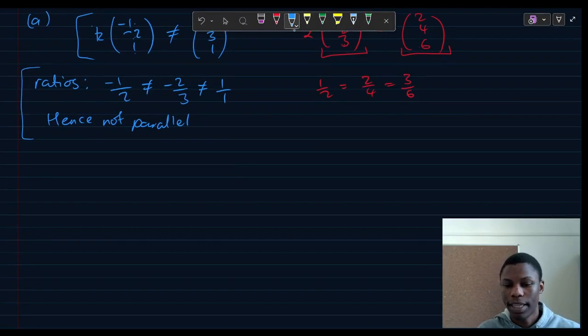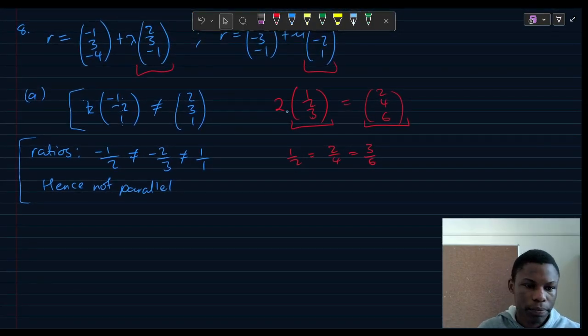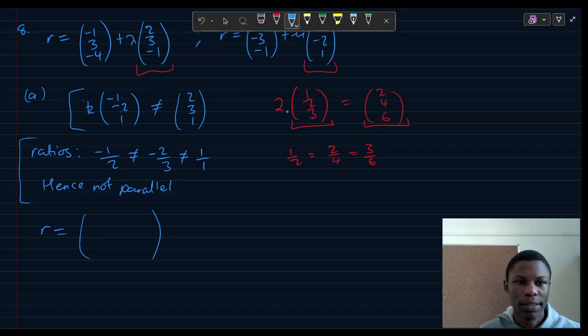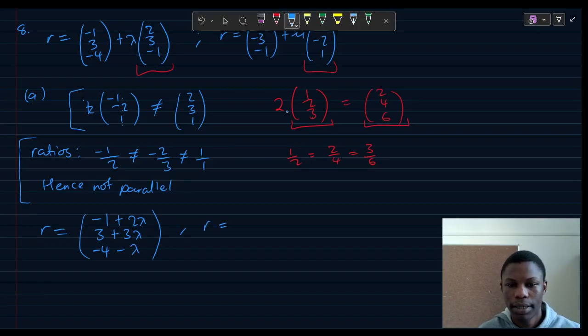Right. So our ratios are not equal, so our lines are not parallel. Now we need to prove that they do not intersect. So if we take our two lines, I want to first write them in component form, which means I'm just going to write them as one big vector. And I can do that by saying -1 plus lambda times 2, that's the x component. 3 plus lambda times 3, that's the y component. -4 plus lambda times -1, that's your z component.